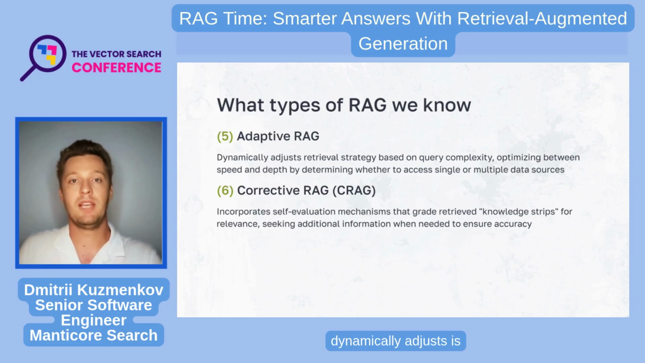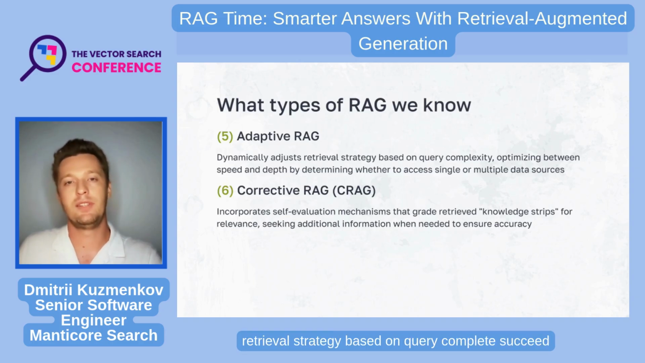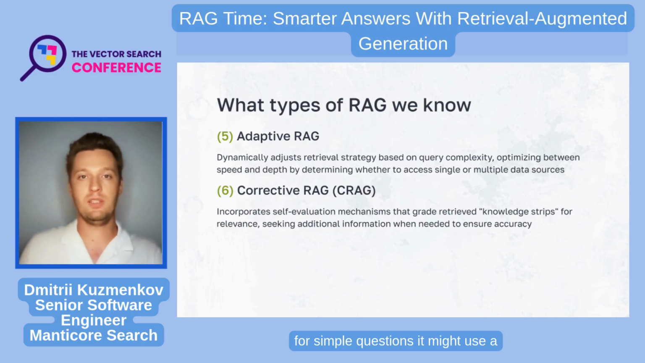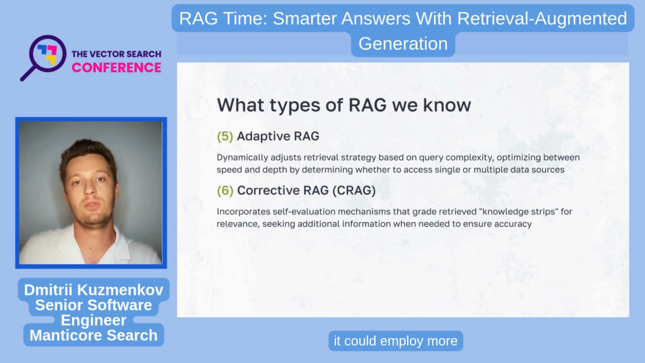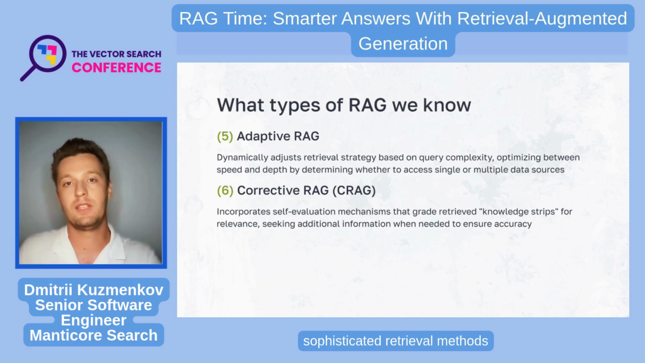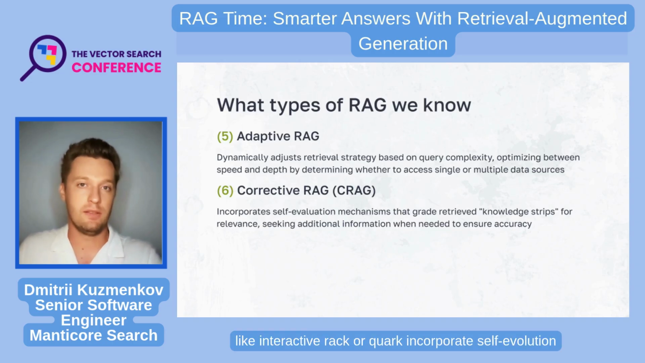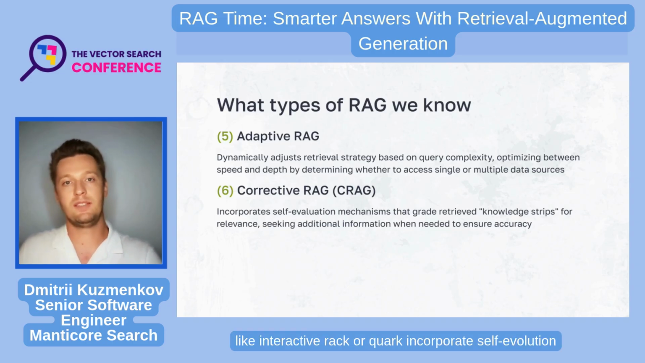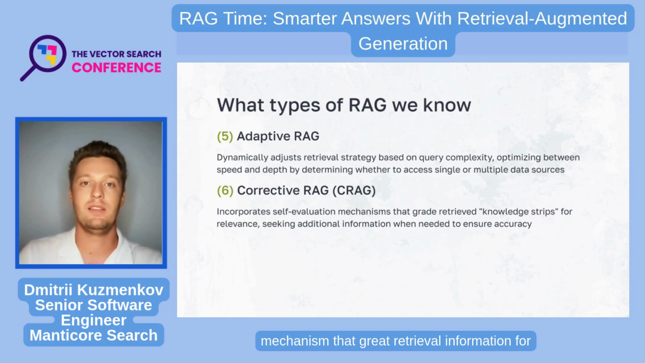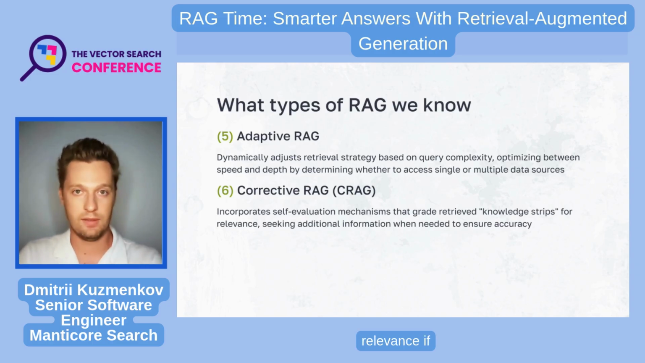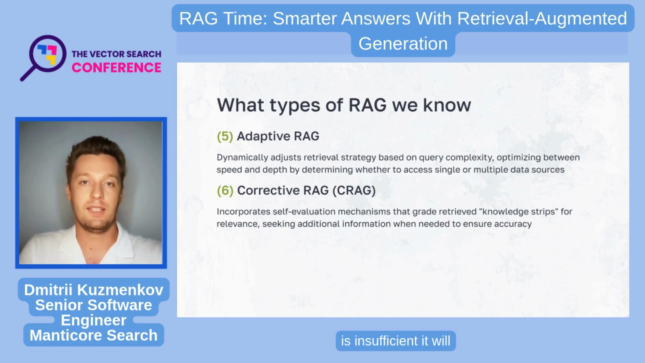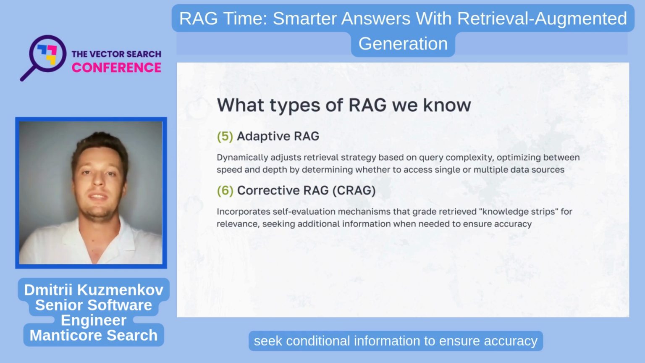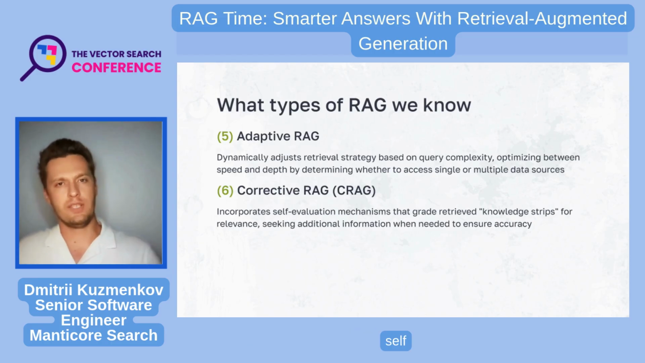Adaptive RAG dynamically adjusts its retrieval strategy based on query complexity. For simple questions, it might use a lighter approach, while for complex queries, it could employ more sophisticated retrieval methods. Corrective RAG, or CRAG, incorporates a self-evaluation mechanism that grades retrieved information for relevance. If it determines that the retrieved context isn't sufficient, it will seek additional information to ensure accuracy.